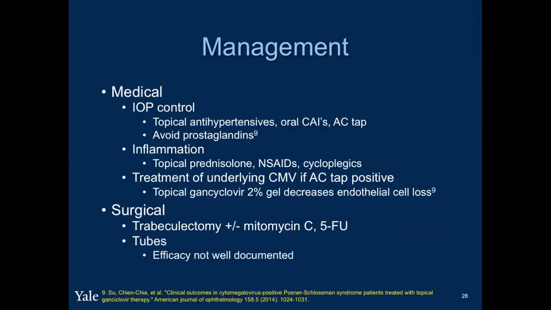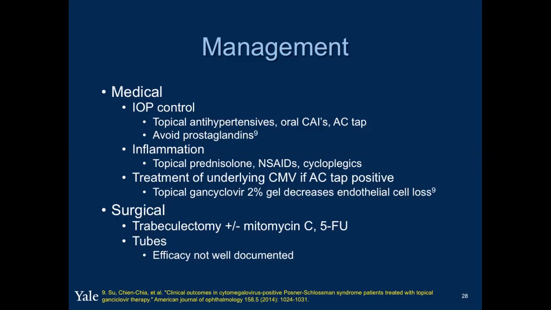Management of these patients includes IOP control. You can treat them with topical antihypertensives, oral carbonic anhydrase inhibitors, or an AC tap for both diagnostic and therapeutic purposes. There's a study that suggests that we should avoid prostaglandins, which makes sense, given that there may be an underlying inflammatory or infectious etiology that triggers these episodes. We also want to control their inflammation with topical prednisolone, oral NSAIDs, and cycloplegics.